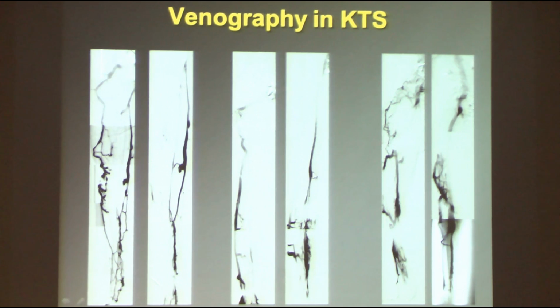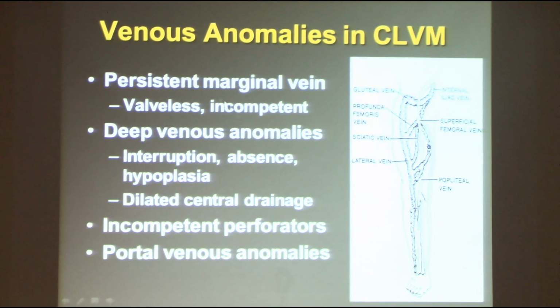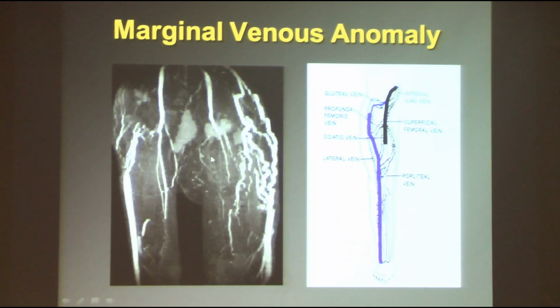They kind of have this big area right above the knee, and then it gets a little smaller again and so forth. So interesting to me. A lot of times you have just a myriad of extra veins running between the muscle to the skin. So here's just a description of these venous anomalies. We have this persistent marginal vein. We have deep vein anomalies, interruption, absence, hypoplasia, dilated central drainage, incontinent perforators, and portal venous anomalies.